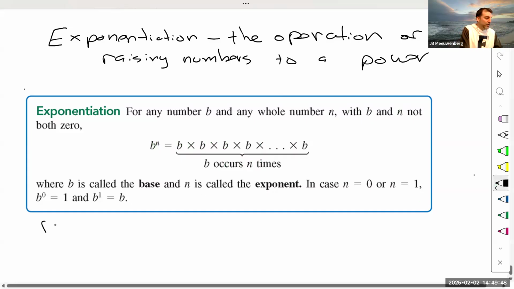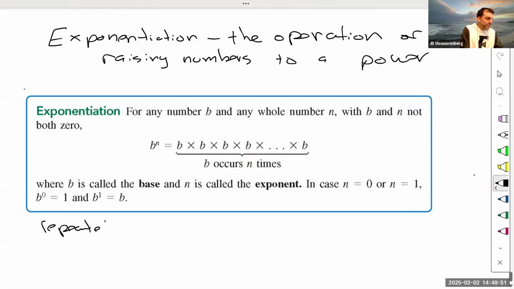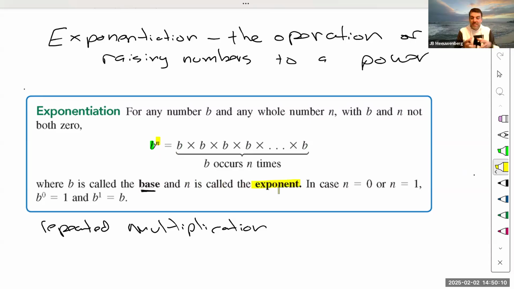Exponents imply repeated multiplication. B is called the base, right? So the number below is called the base, and n up here is called the exponent, right? So we have a base and an exponent, and the process is called exponentiation. Okay, so the exponent tells us how many b's are being multiplied.